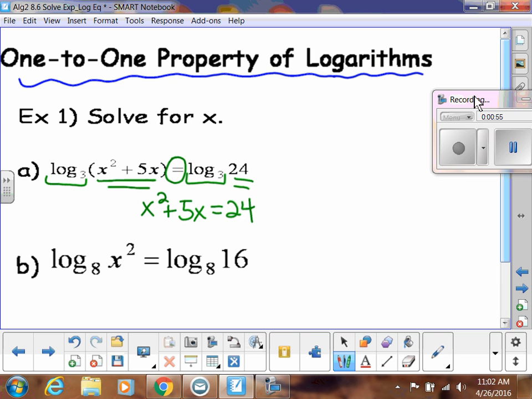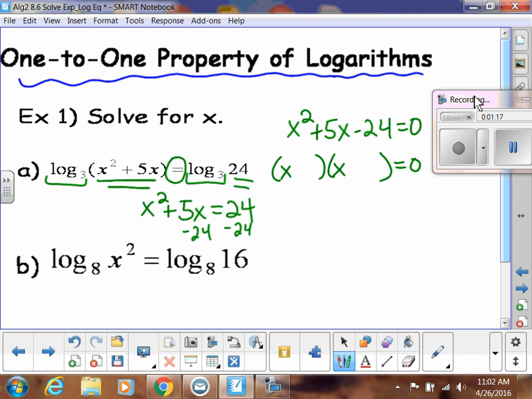And then how would I solve this? Well, this has an x squared in it, so I would get everything on one side equal to 0, so I would subtract the 24. And if I can, I'm going to try to factor this. So remember, when we factor, we try to break that up into two parentheses, and I need two numbers that multiply to give me negative 24 and add to give me 5. So one's going to be positive, one's going to be negative. So if you do that, you're going to get positive 8 and minus 3. Those multiply to give you negative 24, add to give you 5.